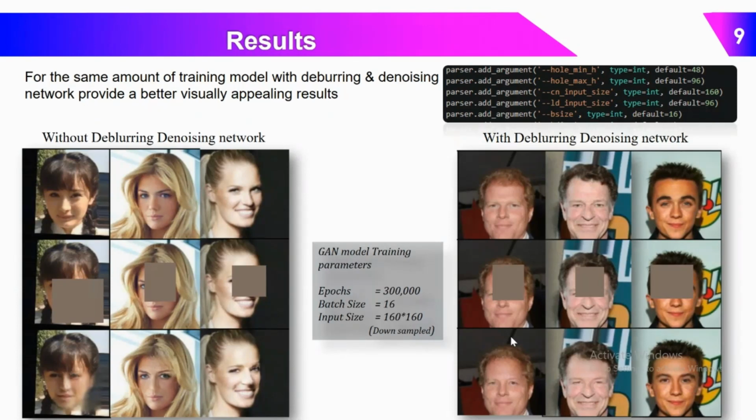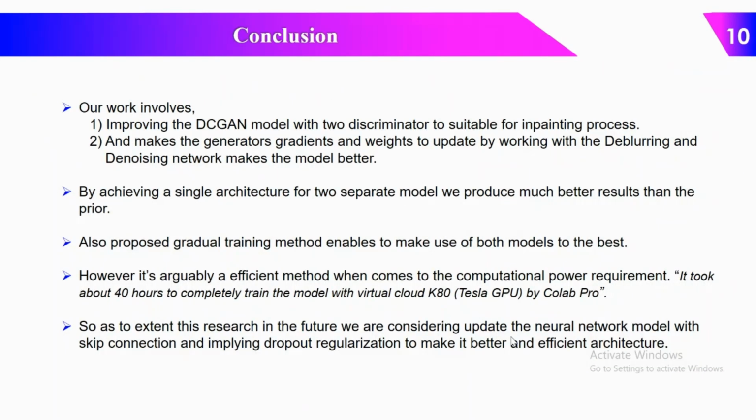For training the model, they set the epochs to 3 lakhs, and the batch size was 16. The original input size from the dataset was 480 cross 480. We downsampled them to 160 cross 160, so that it would be easy for our model to train.